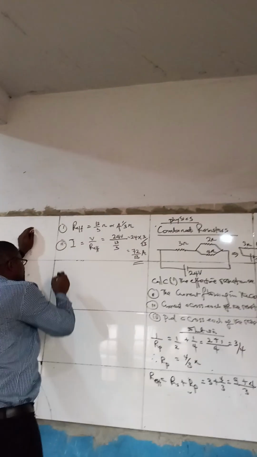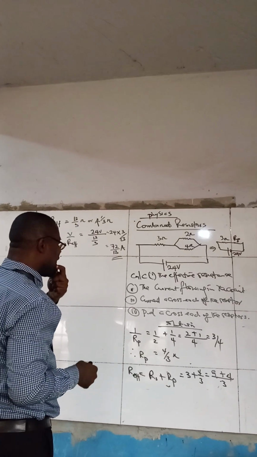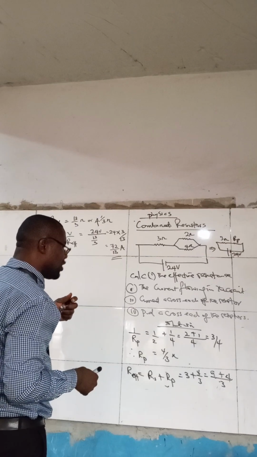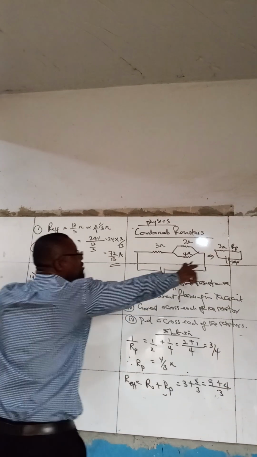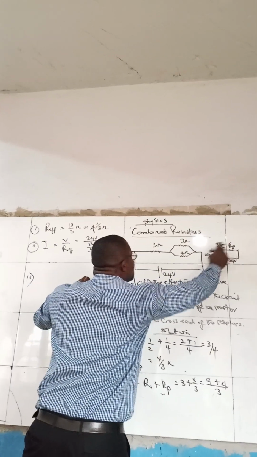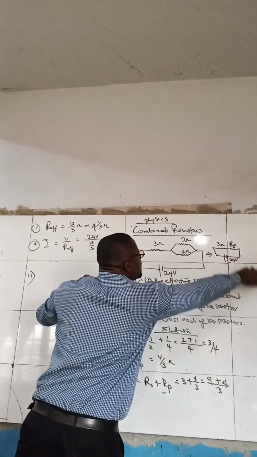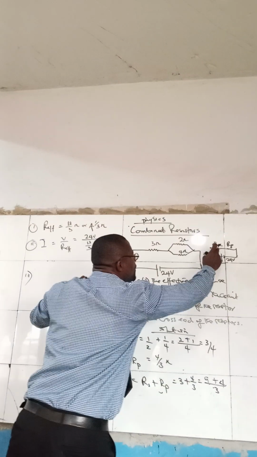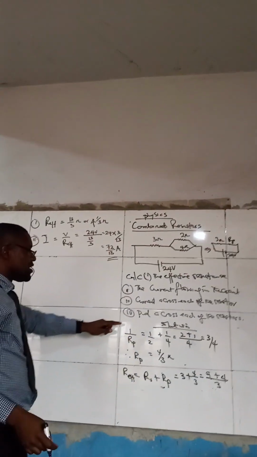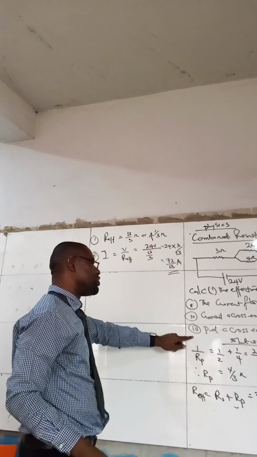Then the third question is the current across each of the resistors. You can see that because it is in series, the current here and here will be the same. But the voltage here and here will not be the same. So we can get the voltage here first. That means we are going to solve using V equals IR instead, because without the voltage, you cannot do anything.